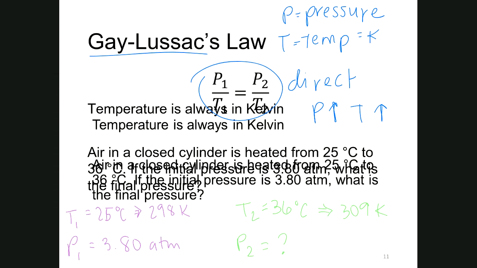Okay, so once you've finished this up, we should end up with a P2 of 3.94. And for our unit, it's going to be the same as our pressure unit was on the other side of the equation, so atm is our unit. And again, we can ask ourselves, does this make sense? Well, our temperature went from 25 to 36, so our temperature increases, which means we're expecting our pressure to increase as well. If it was 3.8, it increased to 3.94.